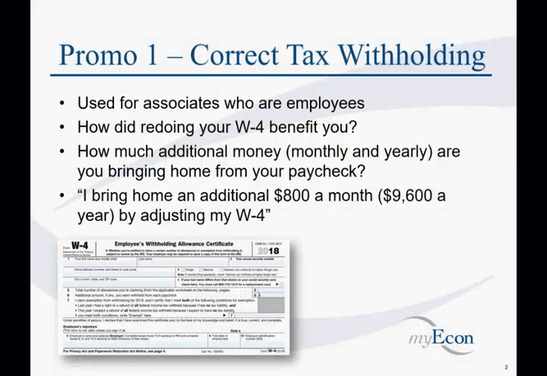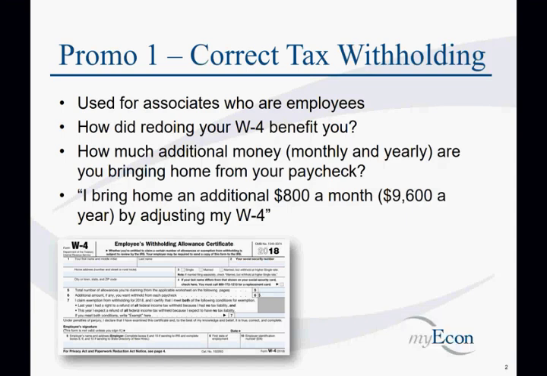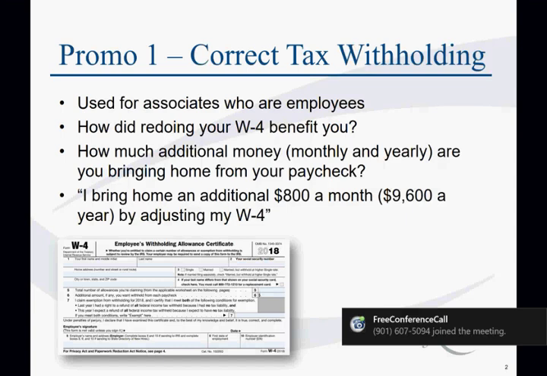So the first promo is correcting tax withholding, which is our W-4. This part is for associates who are employees, because not everyone that joins myEcon has a job. So if you are an associate that doesn't have a job and you're just strictly an entrepreneur, then this wouldn't apply to you. However, if you have a job, you likely redid your W-4, especially the front part, which is how we calculate. It doesn't have anything to do with the business, but how we just redo the W-4 to correct it. So this one is all about correcting the W-4.